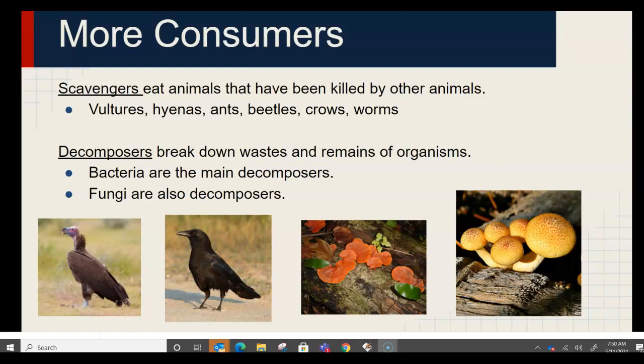And then once the scavengers are done picking what they want, you need the decomposers to cycle the material back into the soil so that those materials, those atoms, those carbon, all of that nitrogen can be reused. Again, your biggest types of decomposers are going to be your bacteria and your fungi. Here's a vulture, here's a crow, they're scavengers.